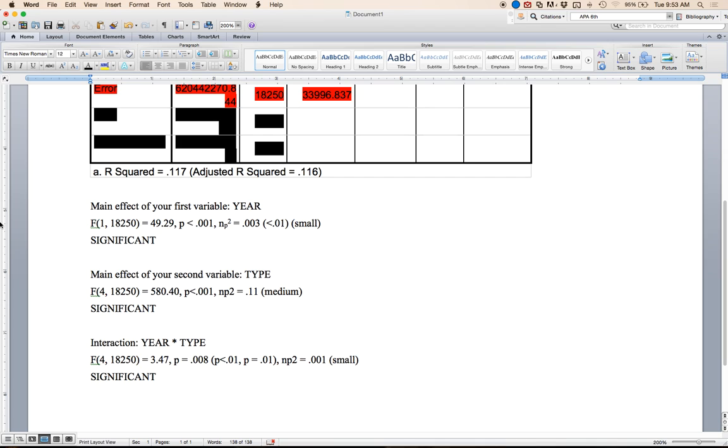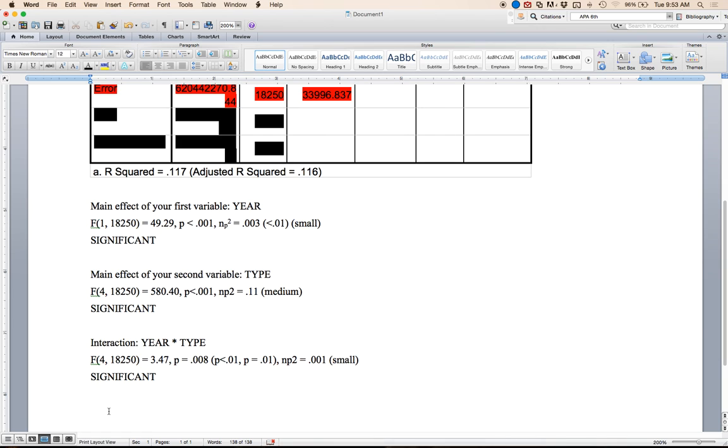So I am of the camp that if you get this interaction, just analyze the interaction and ignore the two main effects. Now that's not true for everybody. Some people say you should analyze every significant effect, and that's cool too. But for me, it's like, if the interaction is important, let's just analyze that.